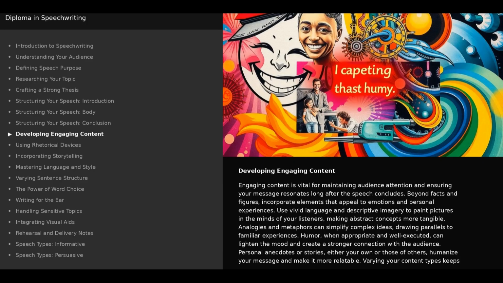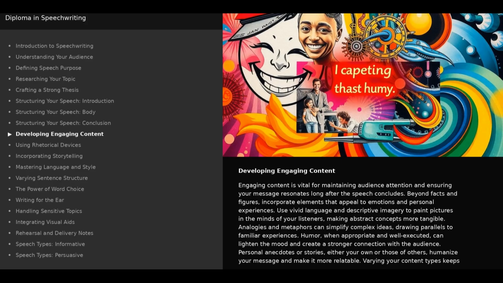Developing engaging content. Engaging content is vital for maintaining audience attention and ensuring your message resonates long after the speech concludes. Beyond facts and figures, incorporate elements that appeal to emotions and personal experiences. Use vivid language and descriptive imagery to paint pictures in the minds of your listeners, making abstract concepts more tangible. Analogies and metaphors can simplify complex ideas, drawing parallels to familiar experiences.